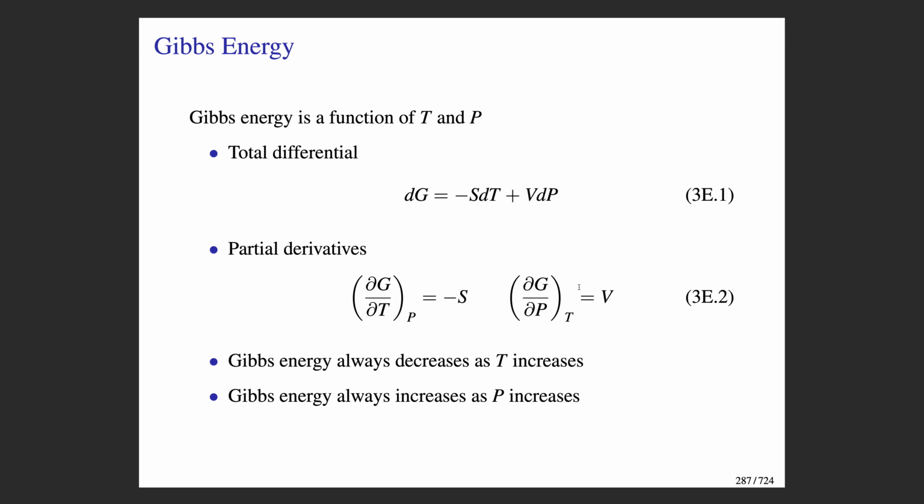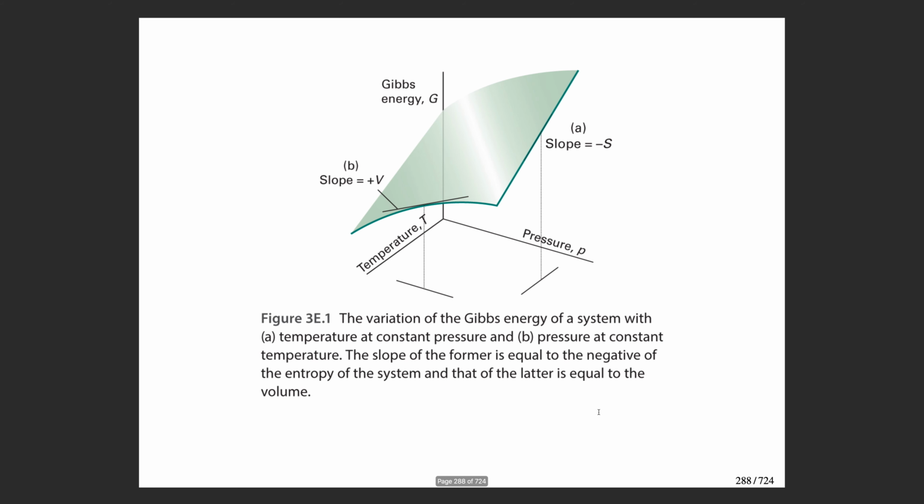For pressure, the change in the Gibbs energy with respect to pressure is equal to the volume of the sample. Now, volume is always positive as well. So whenever you increase the pressure, Gibbs energy is also going to increase. Okay, so Gibbs energy always increases as you increase the pressure. We'll look into this in more detail when we talk about phase transitions as well. These two relationships are crucial for understanding phase transitions. We may see a little bit of that on one of these upcoming slides.